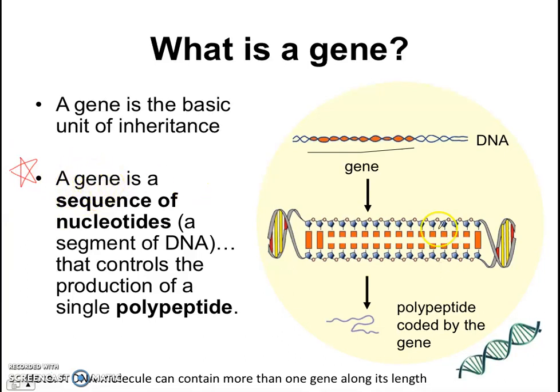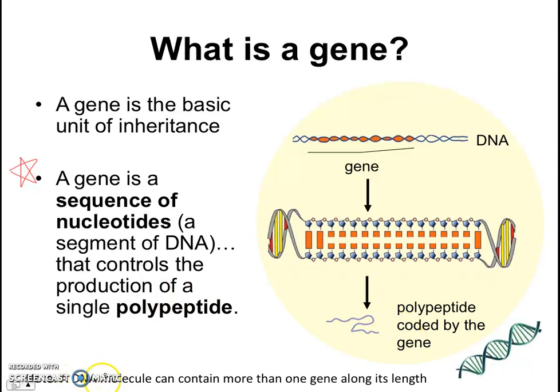So a gene at the molecular level is a sequence of nucleotides, or a segment of DNA, that controls the production of a single polypeptide. Here in a diagram, you can see that the gene is a segment of the very long DNA molecule. It's just one segment. If we magnify that, you can see that it's actually a sequence of nucleotides. And this sequence of nucleotides can be interpreted by the cell to help control the production of polypeptides. Usually one gene will result in the production of one type of polypeptide. We'll see more of this later.